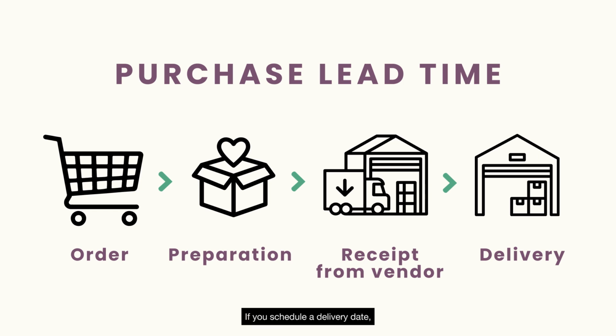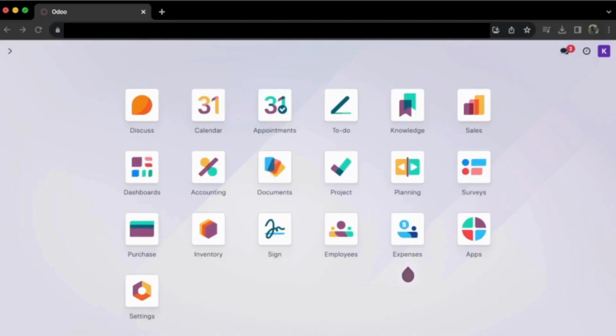If we schedule a delivery date, we need to meet it. And that's the same for our vendors. They need to meet our delivery date or we won't be satisfied. It's an essential aspect of everyone's business, so we need to configure our lead times properly. So let's see these in our database.